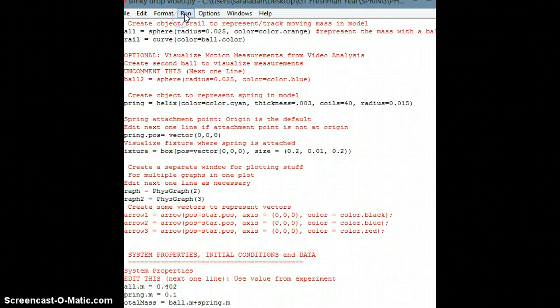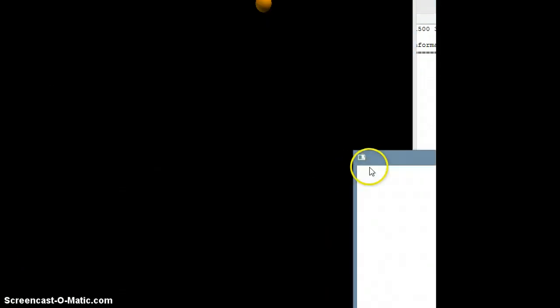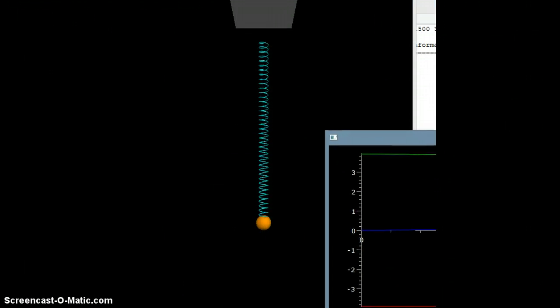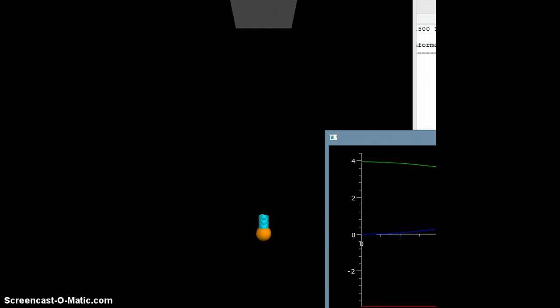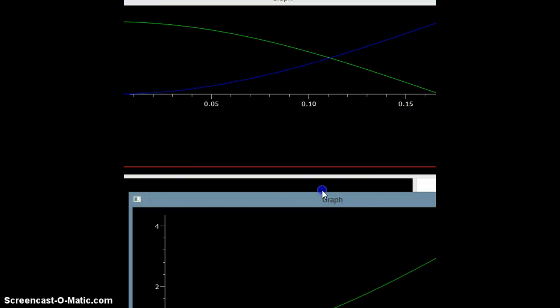If I run it, as it slowly pops up, slowly but surely, there it is. So as you can see, the ball is remaining relatively still and the top of the spring is at the bottom.